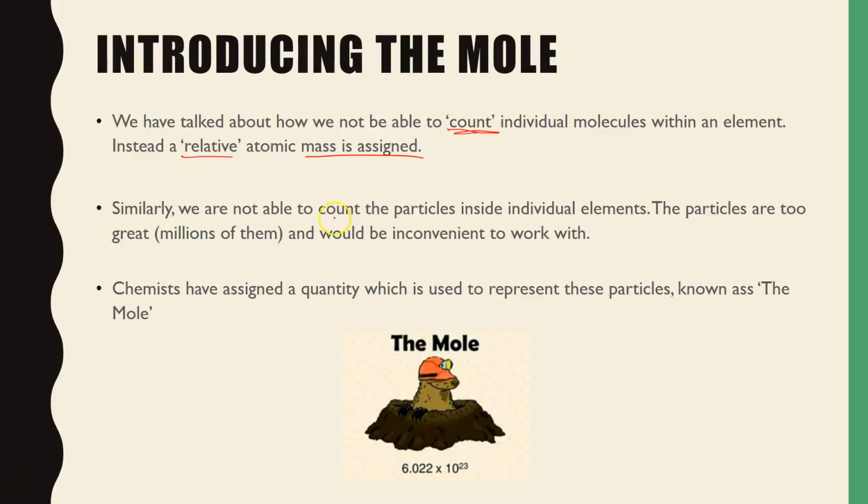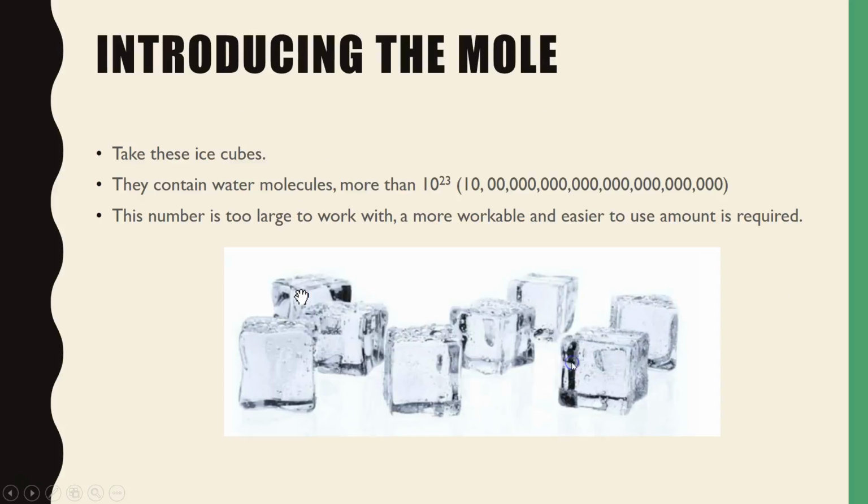Similarly, we're not able to count the particles inside individual elements. They're just too numerous, too many of them. And it's an inconvenient number to work with. A standard calculator wouldn't be able to compute those numbers. We're talking 23 zeros, a lot of zeros to work with. So chemists have assigned a quantity that they use to represent these particles, and that's known as the mole. So we'll talk a bit about that now.